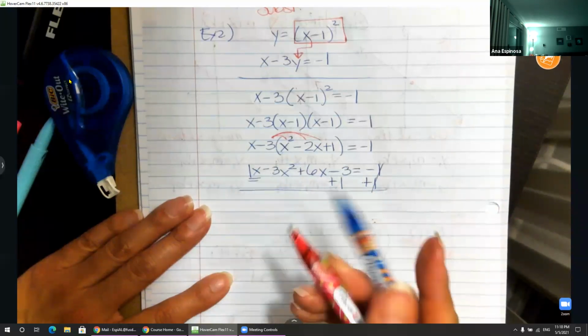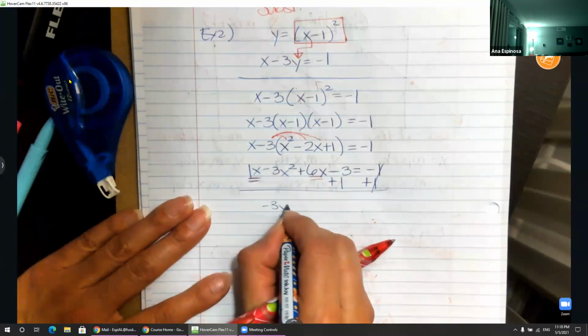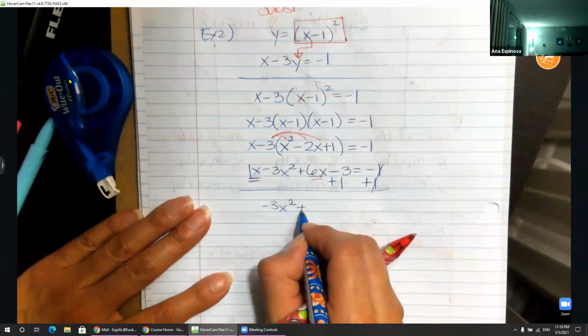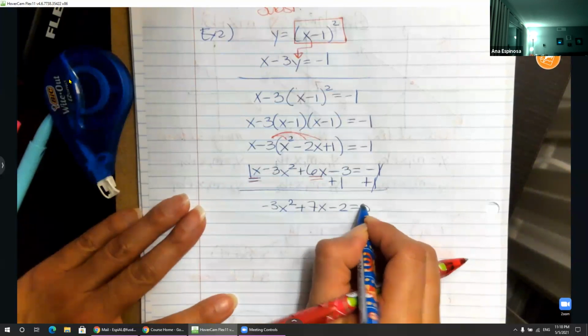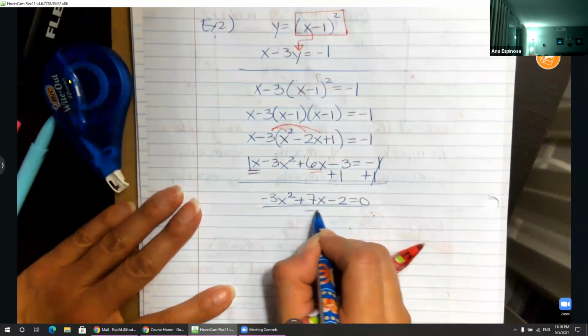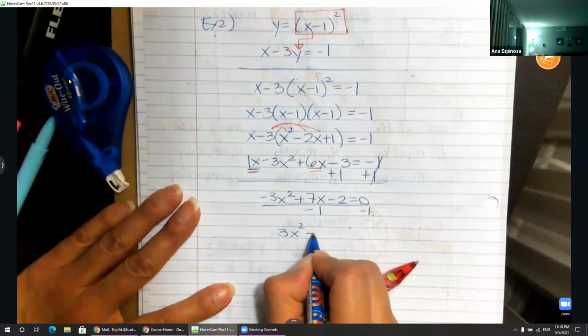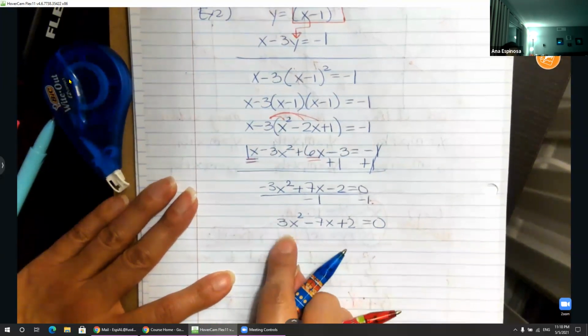And then put these two together. I'm going to bring this down, -3x squared. Put these two together. Add these two. All right, at this point, I'm going to divide by a -1, both sides. That's going to give me a 3x squared minus 7x plus 2 equals 0. Again, I want this to be positive.